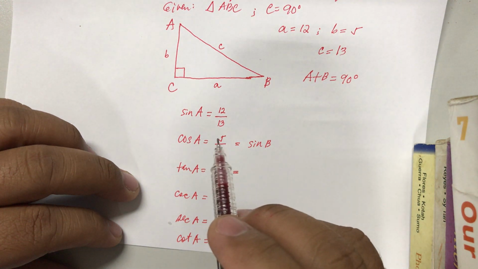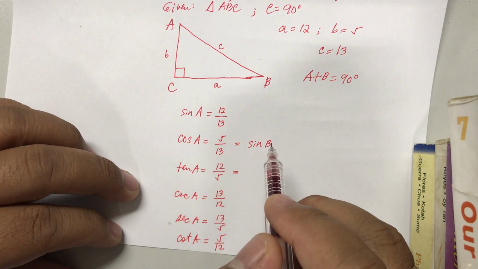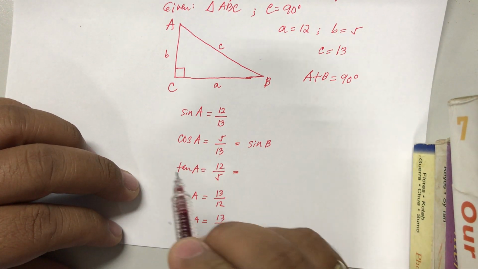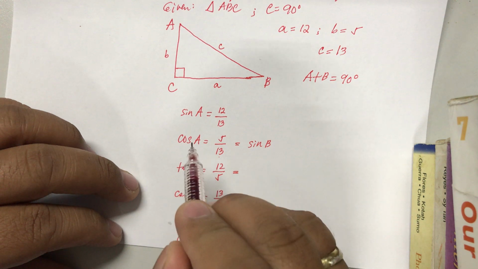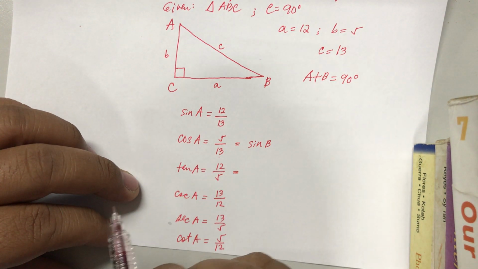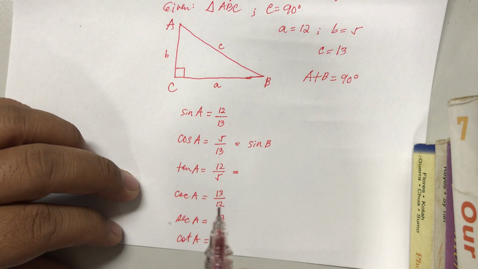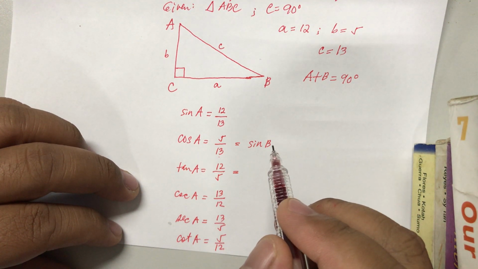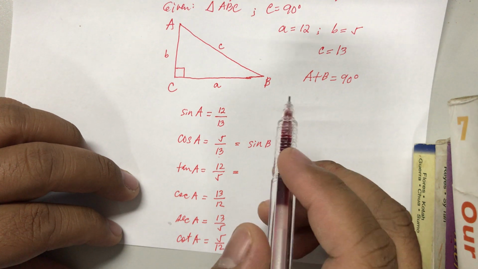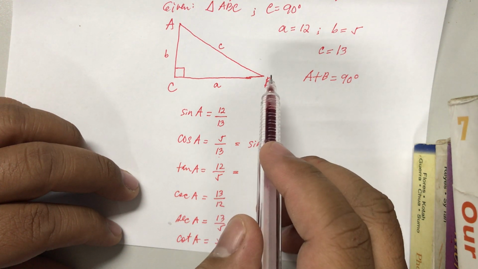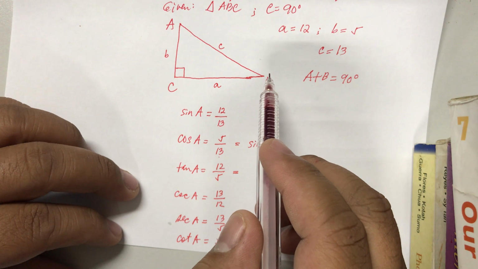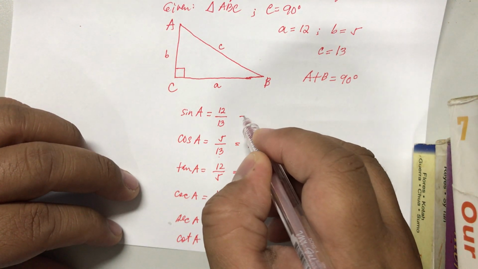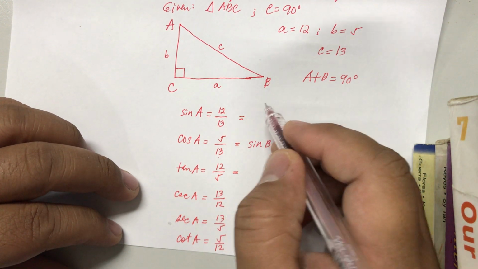Cosine of angle A and sine of angle B, which are both equal to 5 over 13, are equal to each other. Cosine of angle A is equal to sine of angle B. Next is cosine of angle B. Using the same definition, adjacent over hypotenuse, cosine of angle B is 12 over 13.